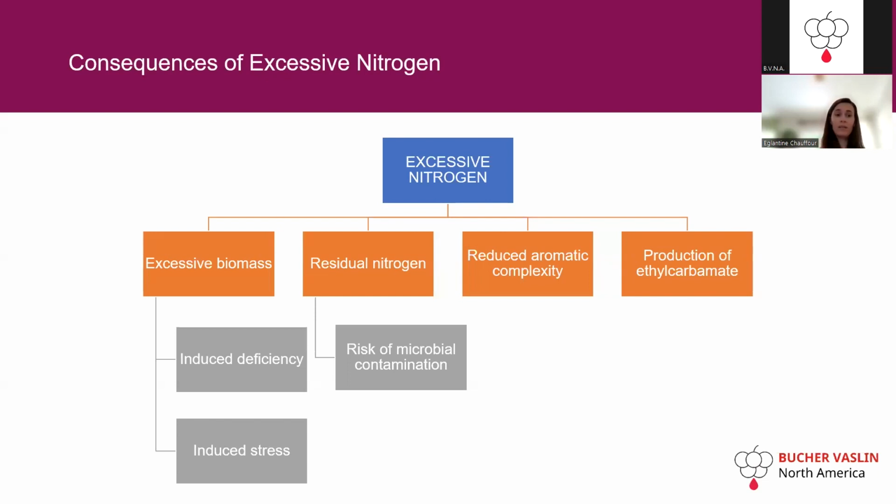So you have too many yeast, because at the beginning they use the nitrogen to build population. They have too many yeast, they need a lot of food, and they don't have it anymore because they used it to build population. So you have induced deficiency and induced stress. Too many people in the same place.